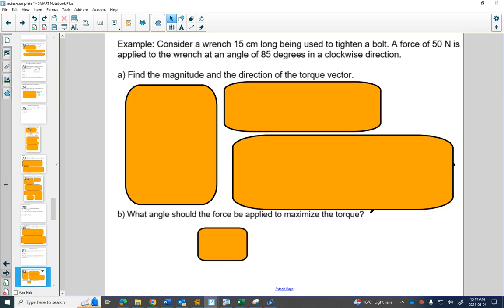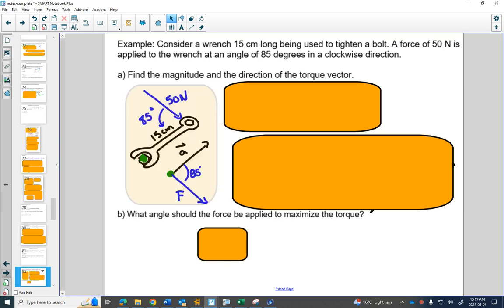You have a wrench, 15 centimeters long, used to tighten a bolt. A force of 15 newtons is applied to the wrench. So I've drawn a bolt. Yes, you have to draw it. Draw the wrench. It's 15 centimeters long. There's your force acting on it.